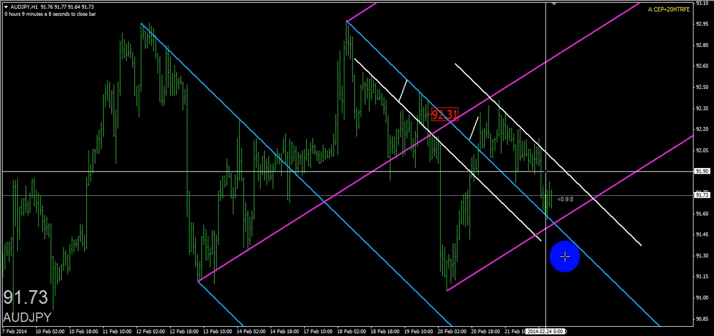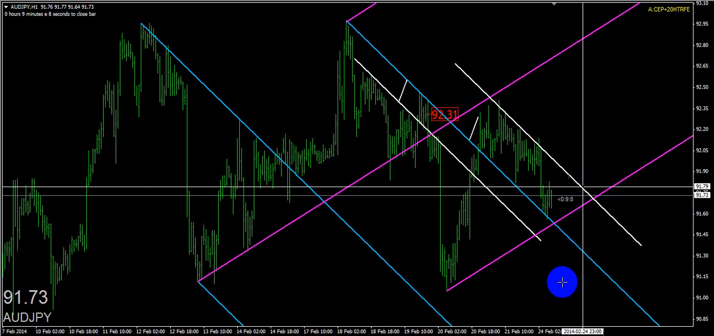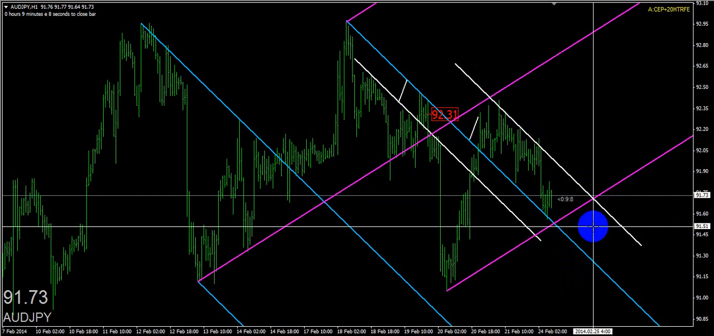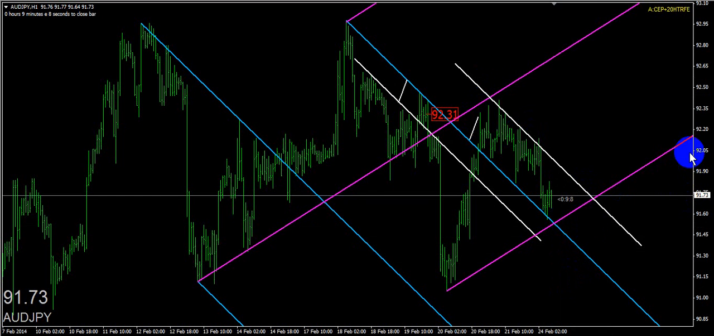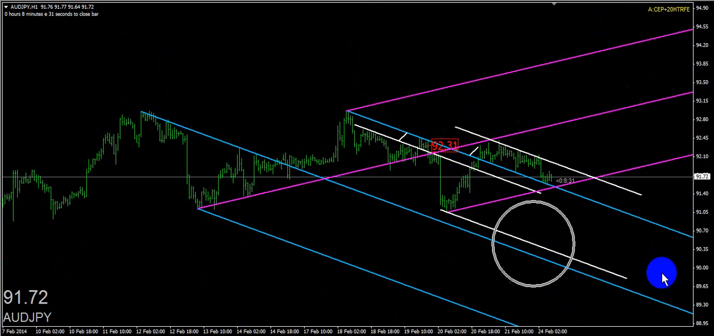Aussie yen is hitting this sliding parallel, and if it does continue to break through the magenta line, you may be able to get a short in to catch it to the blue median line, or a sliding parallel off of this bottom here.